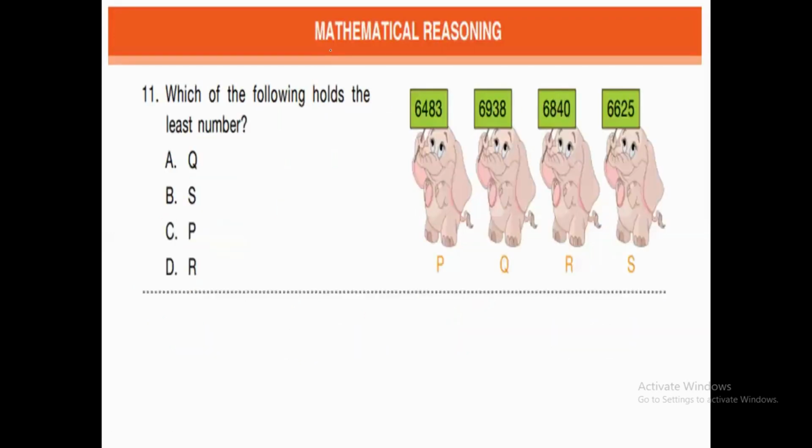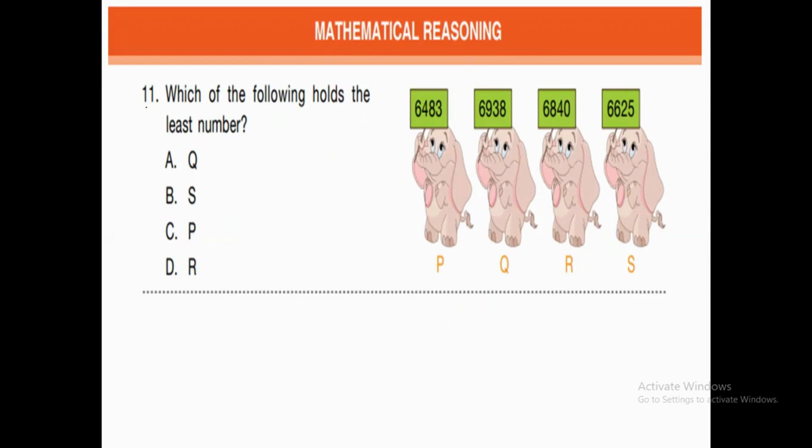Okay, now after this we have our next section, which is mathematical reasoning. In this section we need to solve the questions by finding some relationship and by following some mathematical operations, like addition, subtraction, multiplication, and division as well. So let's see our next question, which is question number 11.